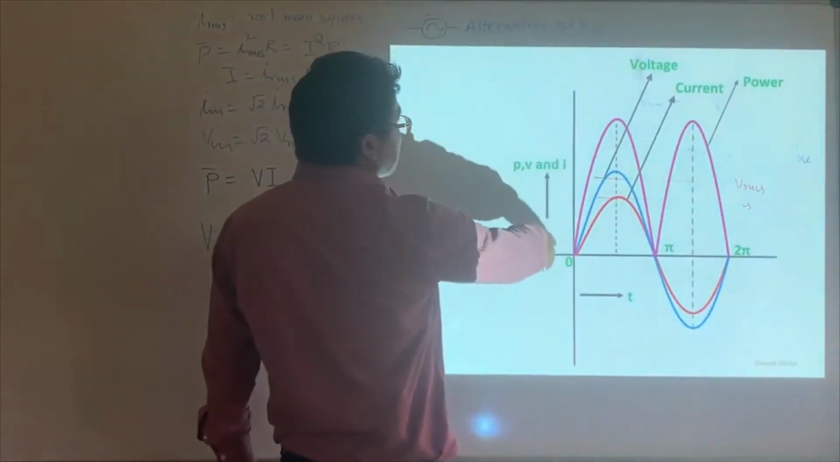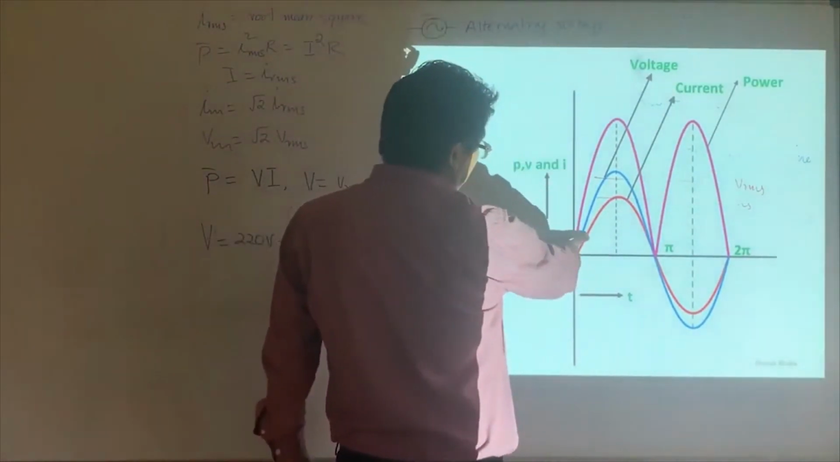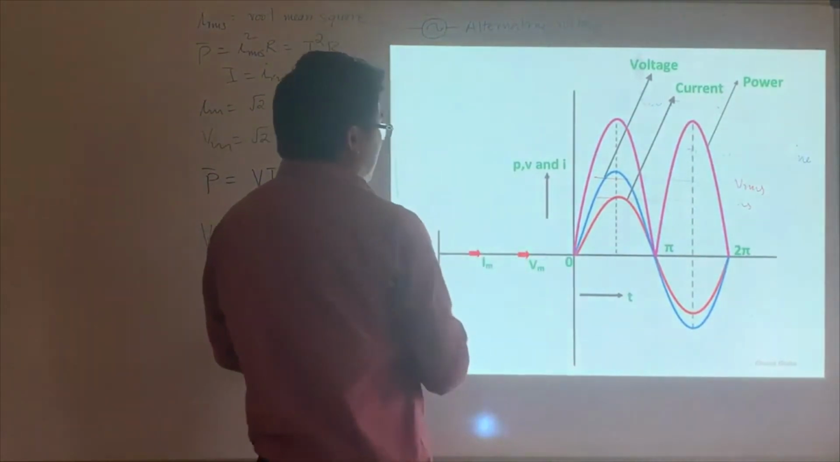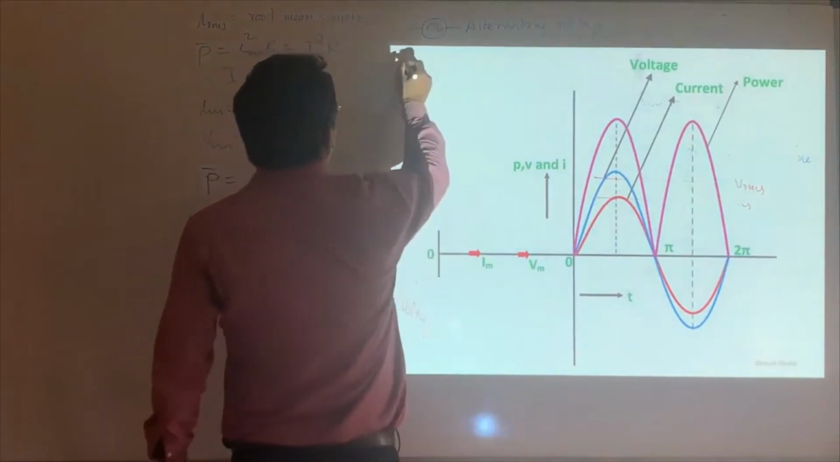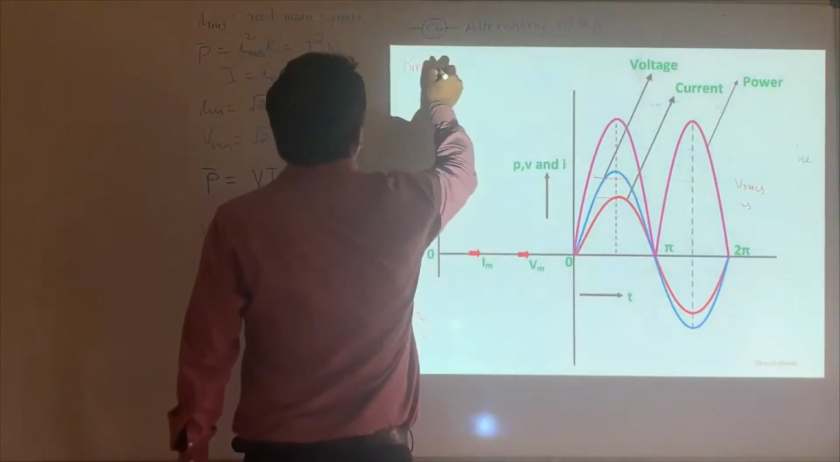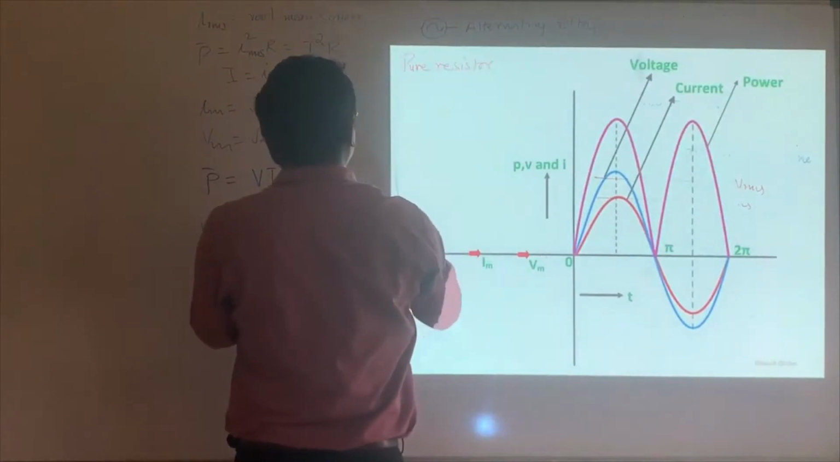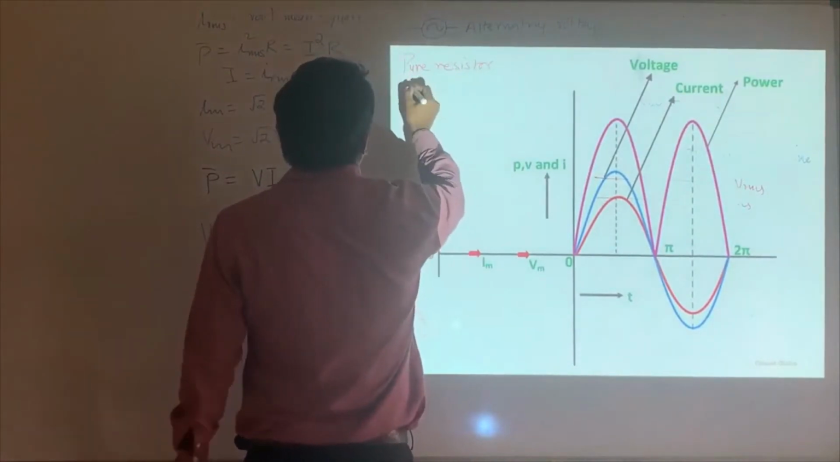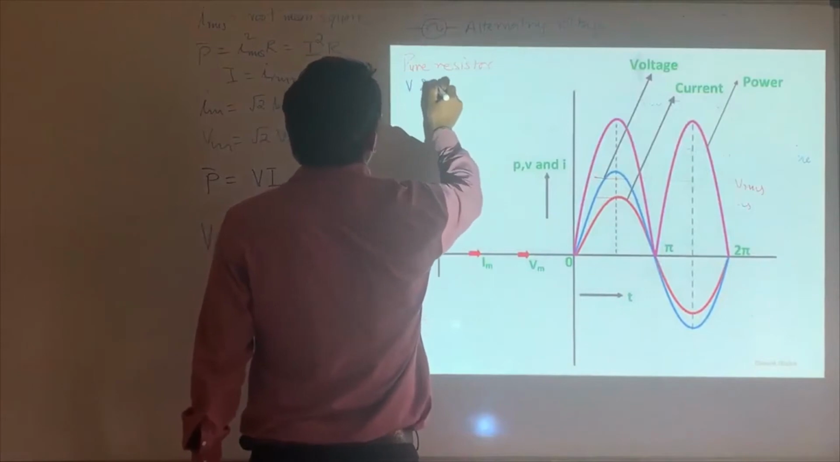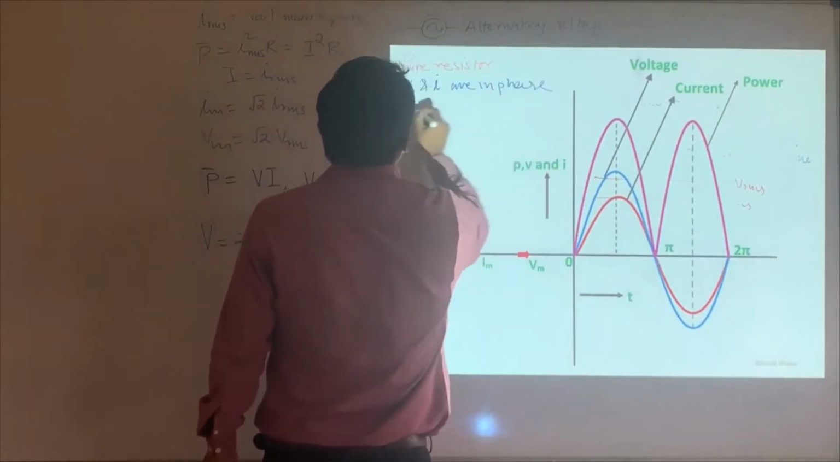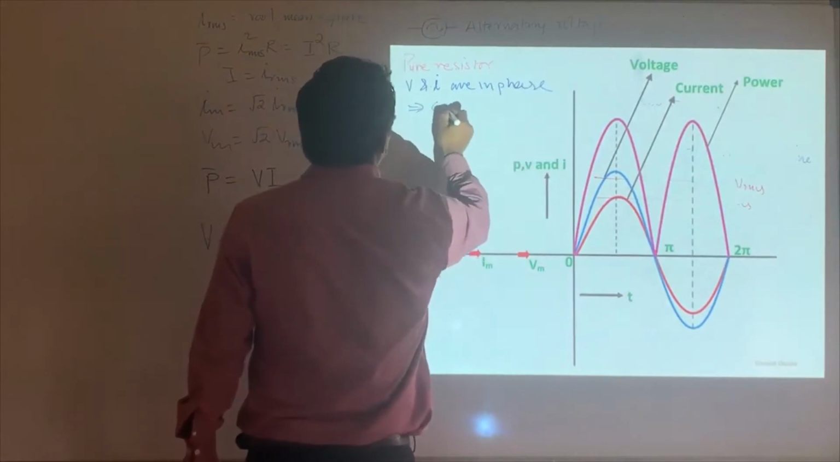This is the average voltage. So look at here. This is the voltage and the current. Current and the voltage are in phase. We call it as in phase. Why? In case of pure resistor, instantaneous voltage and instantaneous current are in phase, and that means they go together.